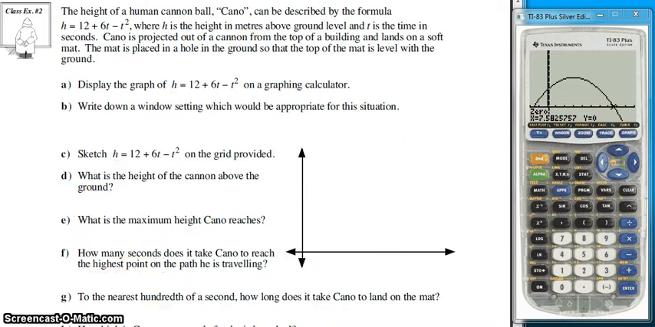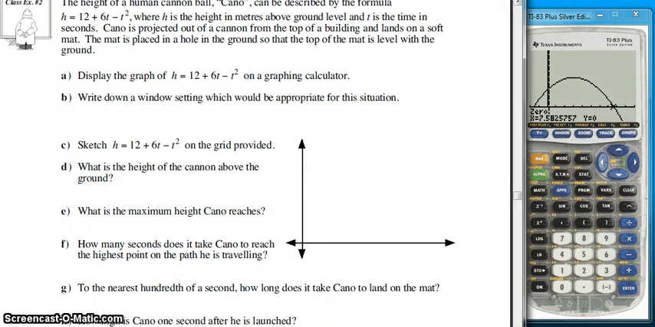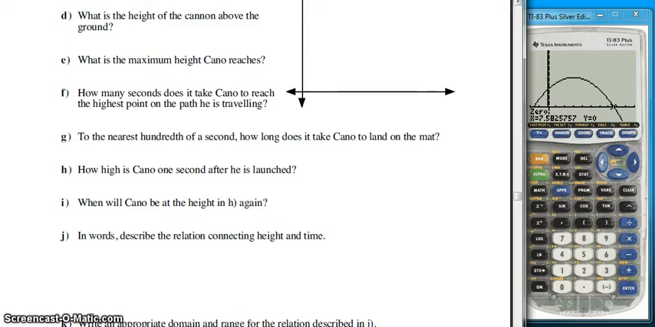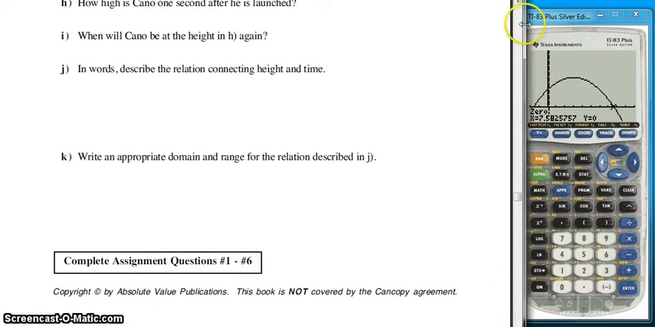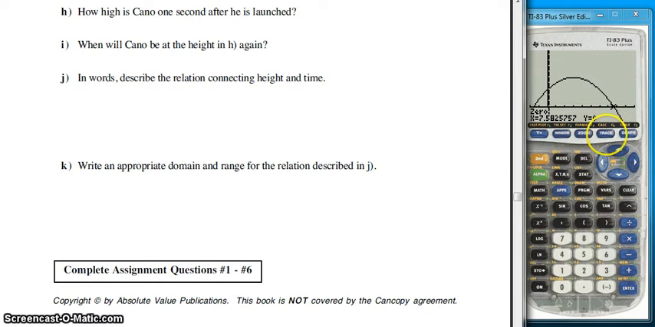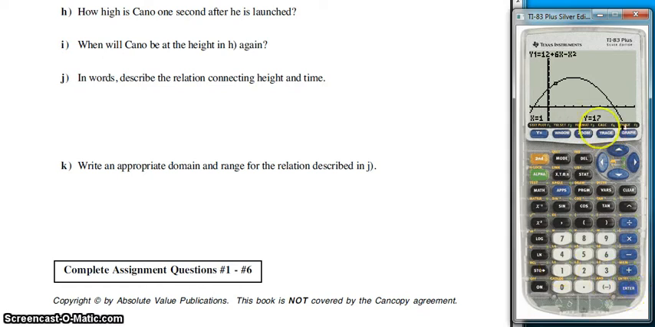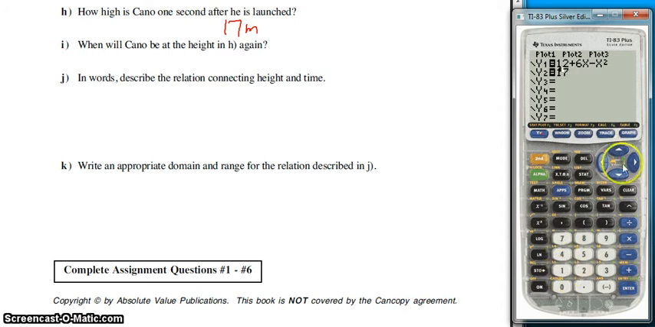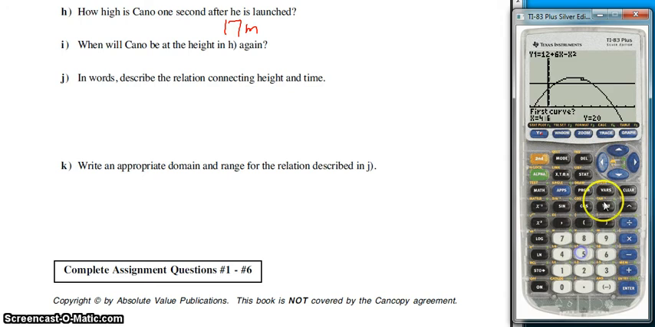All right, so let's answer the last question here. How high is it 1 second after the launch? Okay, so you just need to trace 1. So in the calculator, trace 1. The answer is 17 meters. Well, it will be at the same height again, so you need to draw another line at 17. And then you find the intersection. We already know the first point. Move to the second point. Enter, enter, enter. 5 seconds later. So at 1 second he will be at 17, and 5 seconds later he will also be at 17.